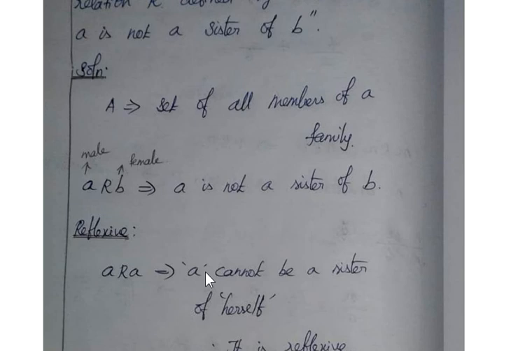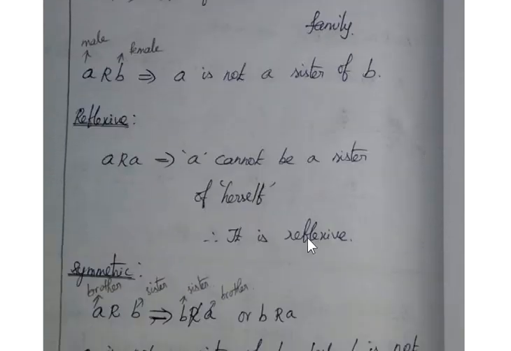They cannot be a sister to themselves. Therefore it is reflexive. Here what they have said is not a sister, so it satisfies the given relation.